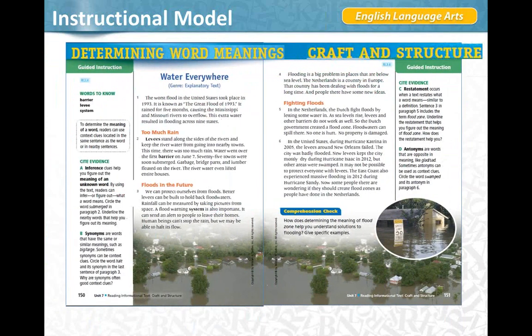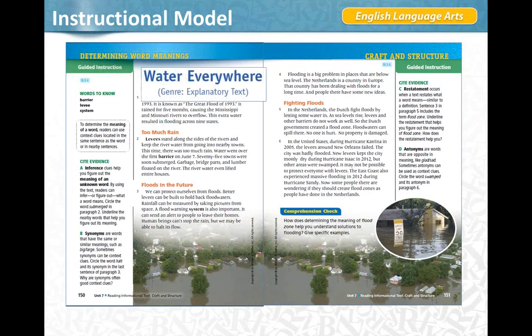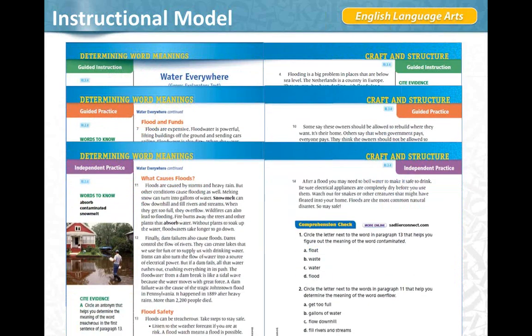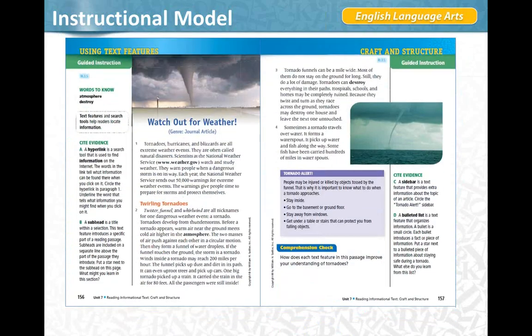I'm sorry, this is the same standard, determining word meanings. The slide should have been taken out.